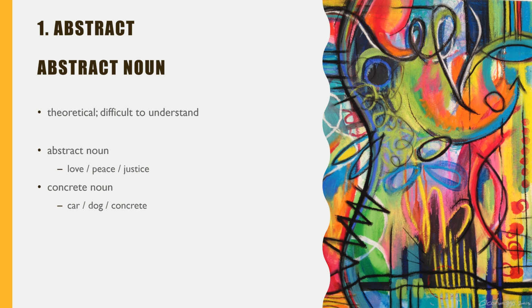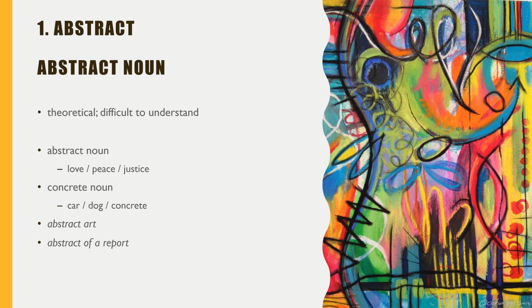These are just ideas like love and peace and justice, and they are nouns, but they're not things that are physical. Physical things are called concrete nouns. So words like car, dog, or concrete itself is something that we can touch and see, and these are concrete things. So we also talk about abstract art, and that's what we see in the picture here.